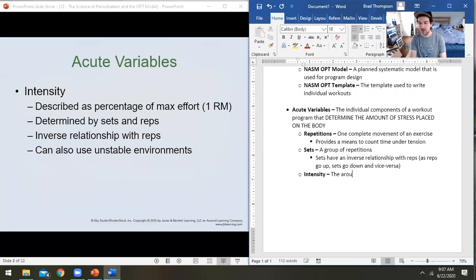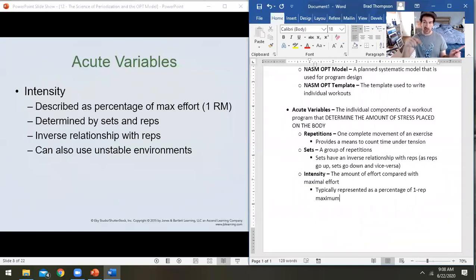That's what it is. The amount of effort compared with maximal effort, I believe, or I think I might be missing a word. It's the amount of effort used compared with the maximal effort. Anyway, that's intensity, right? It's a percentage of your 1 rep max. So typically represented as a percentage of 1 rep maximum, right?